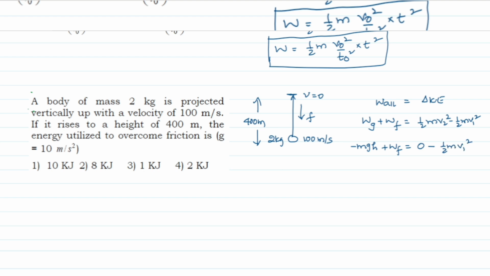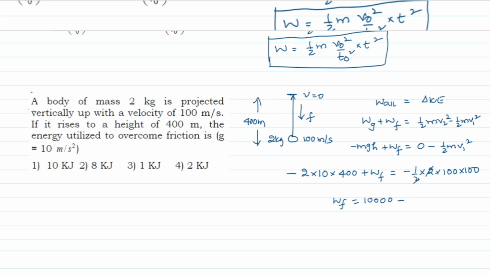Now substituting these values, we get minus 2 into 10 into 400 meters, the height it rises, plus the work done by the frictional force, equals minus half into mass 2 into velocity 100 into 100. So the 2 gets cancelled. Simplifying, the work done by the frictional force: this is 10,000, minus 2 into 10 into 400 is 8,000.